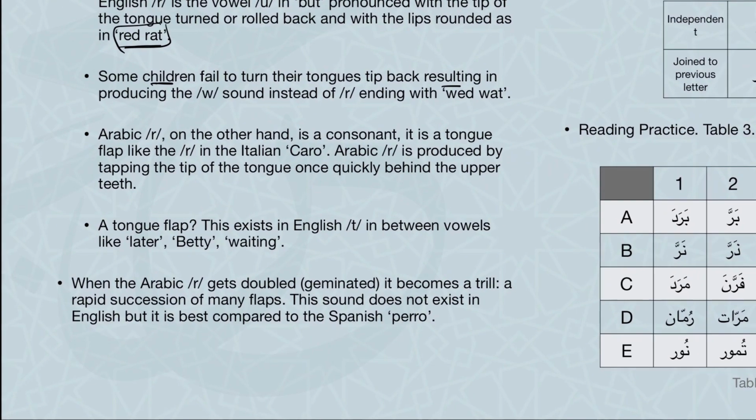Now, this is where the fun happens: when the re sound gets doubled, as in it gets a shadda. It becomes a trill. A trill is basically when your tongue goes like this, and what it means is a rapid succession of many flaps. The sound does not exist in English, but it's best compared to the Spanish perro, perro, perro, rrr. You can actually feel my tongue trilling. It's a rapid succession of flaps.